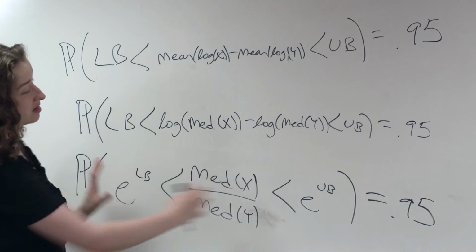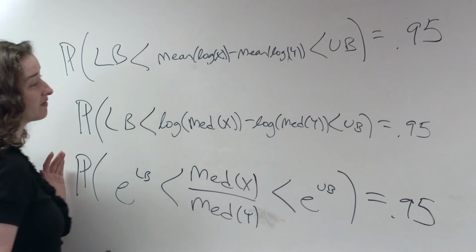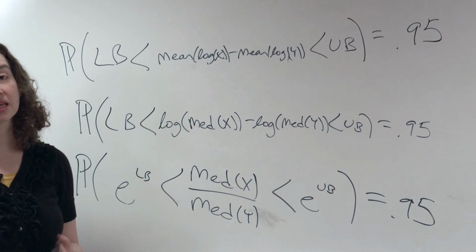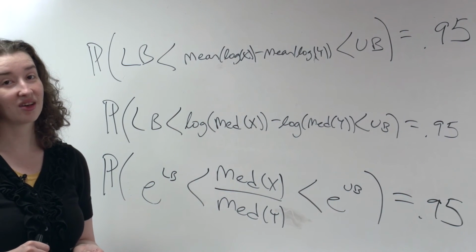And the fact that this statement is true with probability 0.95, that's as true as your assumption that it's okay to switch the means and the medians. So this all depends on how well it worked to take the log, but typically taking the log works pretty well.